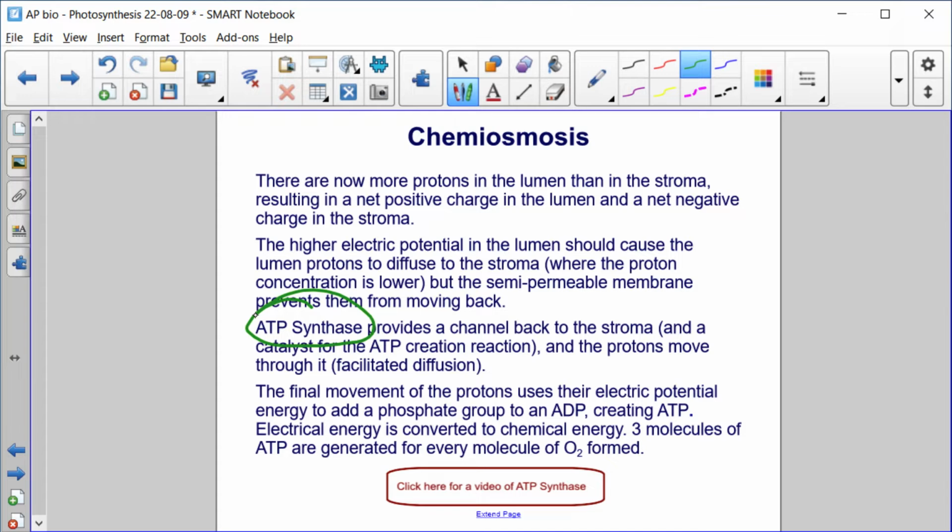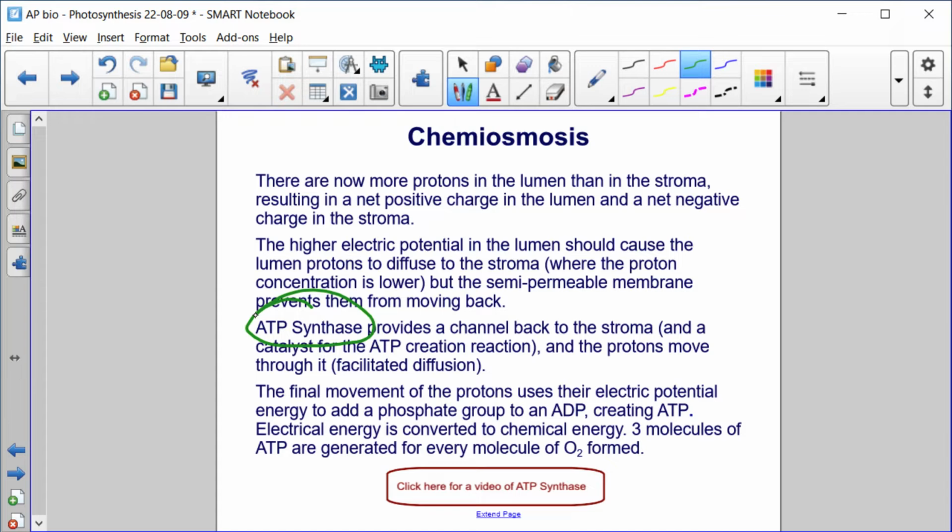It provides a channel back to the stroma. It provides a pathway for those protons to move outside, and a catalyst for the ATP creation reaction. So protons move through ATP synthase via facilitated diffusion. The final movement of the protons uses their electric potential.